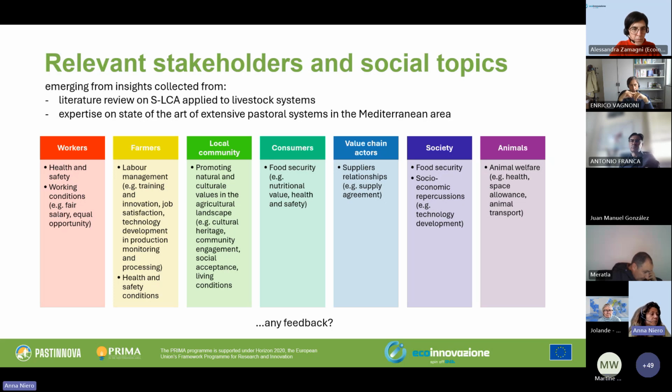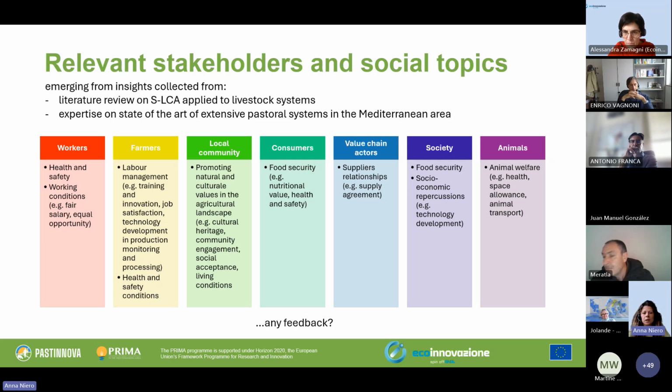But going to give you an overview: on the worker category, we found out that health and safety and working conditions were the most relevant topics, including aspects such as fair salary and equal opportunity, and this is something that many of you also mentioned. Then for the farmers category, labor management is one of the most relevant issues, including training and innovation, job satisfaction, technology development in production, monitoring and processing.